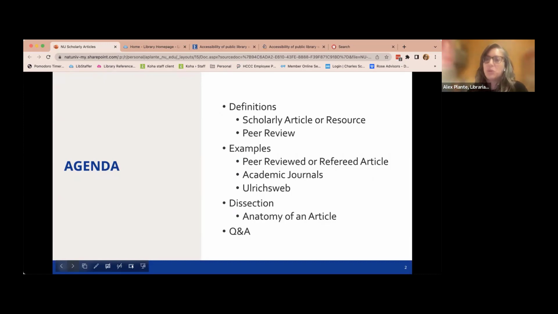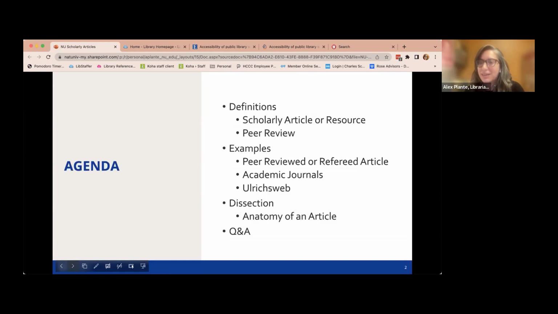Okay. So first and foremost, we are going to start with some definitions. Who doesn't love a good definition, right? All scholars enjoy defining things. So we're going to talk about what is a scholarly article or a resource, I should say. What is peer review, as well as examples, a couple options down there. What are different peer reviewed options, academic journals, and then we'll take a look at a really cool resource called Ulrich's Web. And then we will get into the actual anatomy of an article.